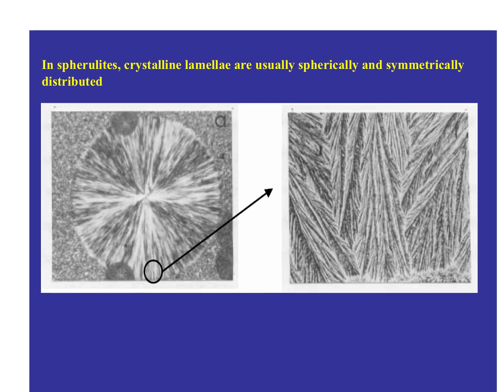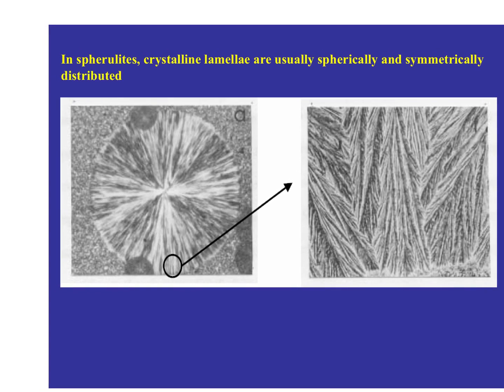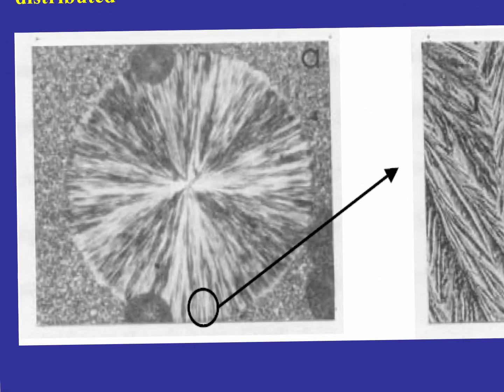In spherulites, crystalline lamellae are usually spherically and symmetrically distributed. And so this is a little bit more advanced than what we talked about before. So we have that central nucleation and growth point, and it goes out and it stops out here at the boundary, and the rest of that remains amorphous. And we know things started from this point.